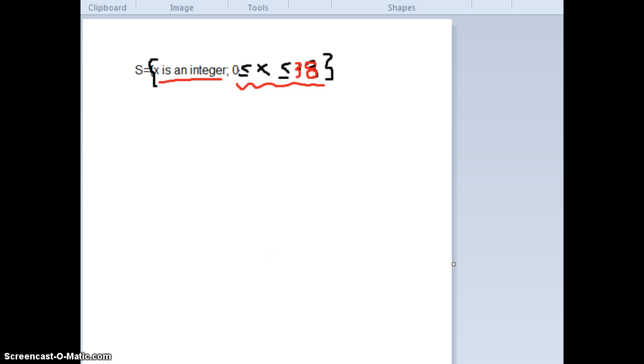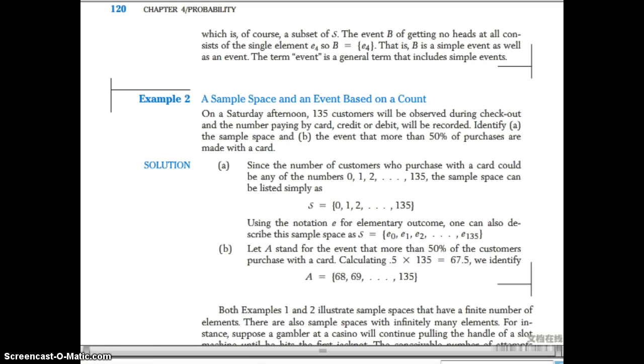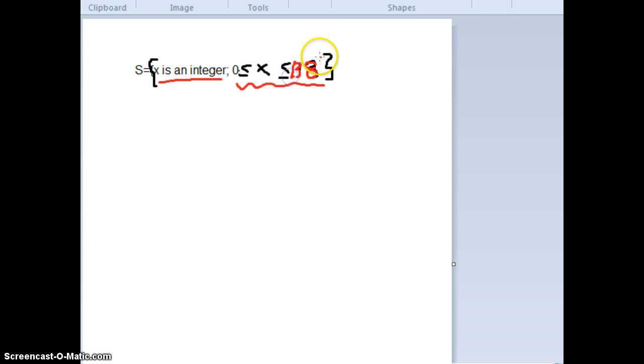I'm sorry, it's 135 customers. So we have 135 customers. So X is a number between 0 and 135. But if you don't add this sentence, we may think X could be 0.5 or 0.1, and it doesn't make sense because the number of customers cannot be 0.1. We cannot have half or 1.5 customers or 0.5 customer who used credit card or debit card. So we need to specify what kind of number X is if we choose to use the inequality notation.